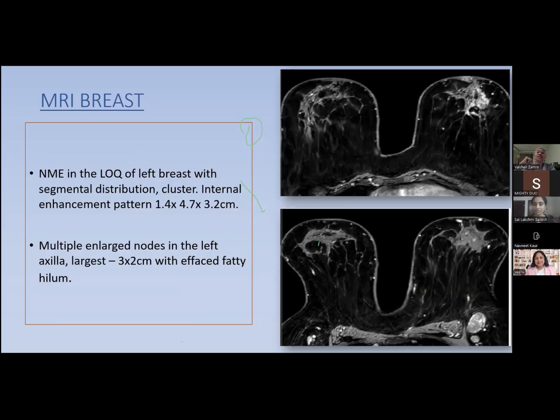A second look ultrasound is what is needed, because many patients I have seen where the primary ultrasound scan did not pick up, but on review after MRI, they were able to see that lesion and biopsy it under ultrasound guidance.